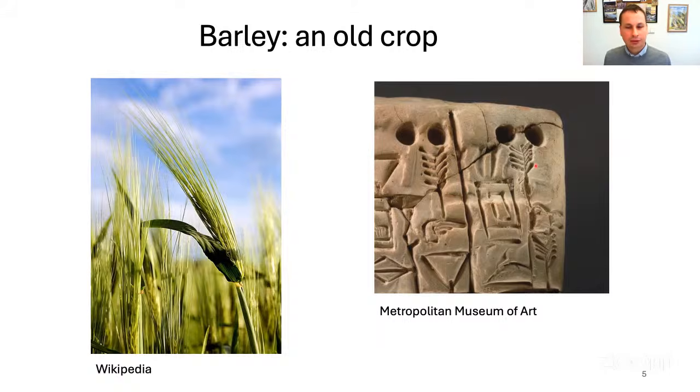I like to show this clay plate. This is one of the earliest remnants of human writing, and it shows a pictogram for barley. So already in ancient Mesopotamia, barley was an important crop and used for brewing, as we still use it today.